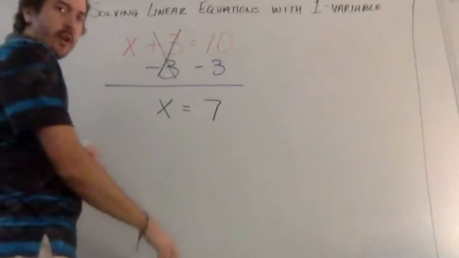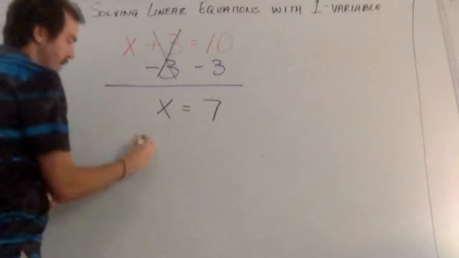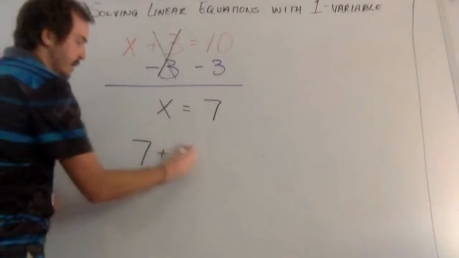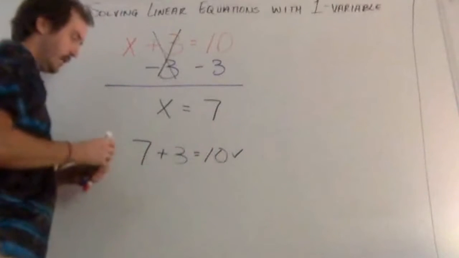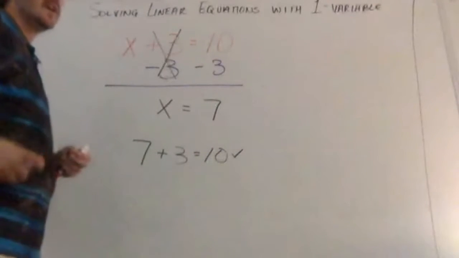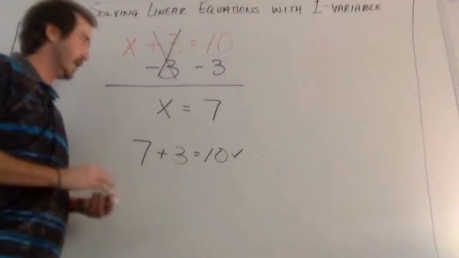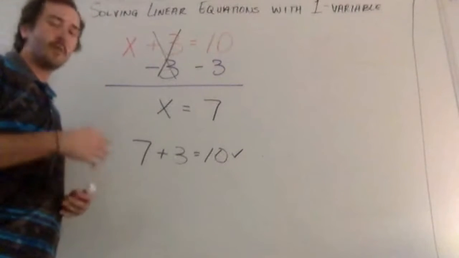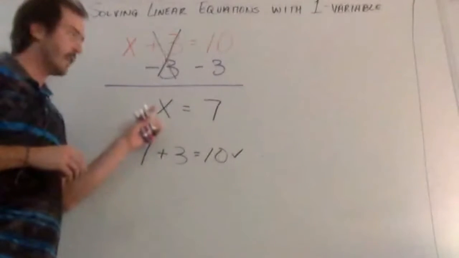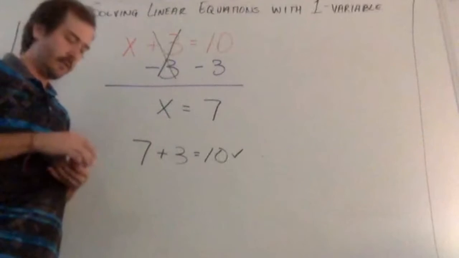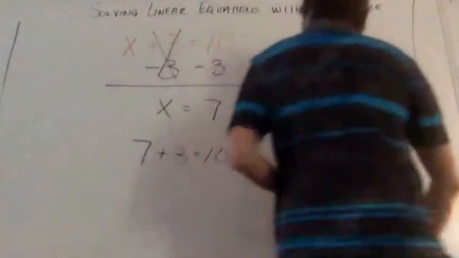We can then check our answer. We can substitute the 7 in for our x, and we know that 7 plus 3 does equal 10. So we got that right. Now, for these kinds of equations, you might say, well, that's really easy, I get it. However, when we get further along, we have more complicated equations. Getting in the habit of checking is very useful. All right, so let's move forward then.